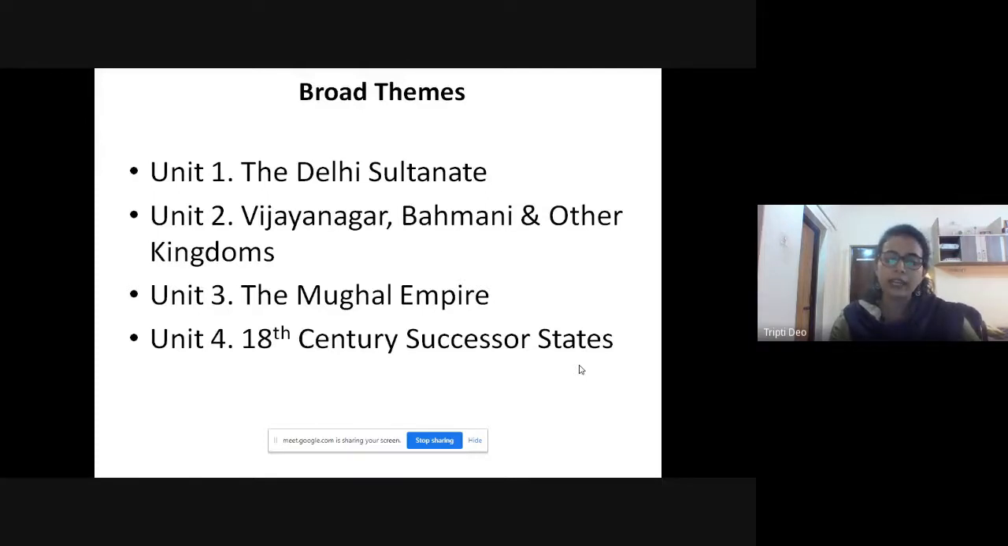So I would like all of you to just keep two things in your mind. First, the map of India at this point of time. Broadly, the regions that these dynasties and sultanate and empire had encompassed. And second, remember the time frame. Because we're looking at almost the 12th, 13th, 14th, 15th, 16th, 17th, 18th centuries, 700 years. So we're going to be covering 700 years in this particular 1 hour that we have been allotted.